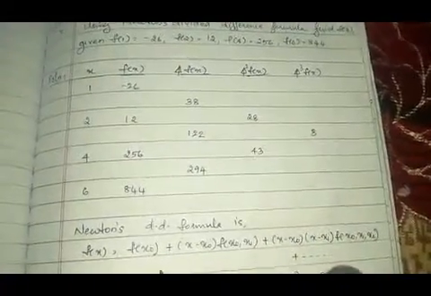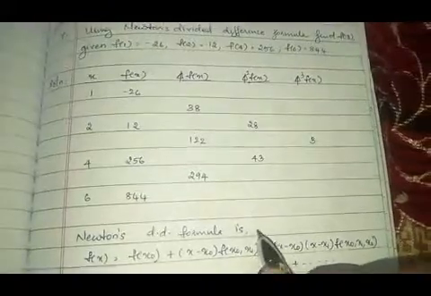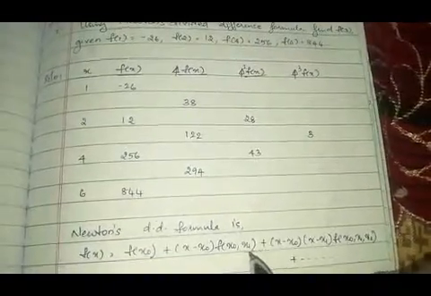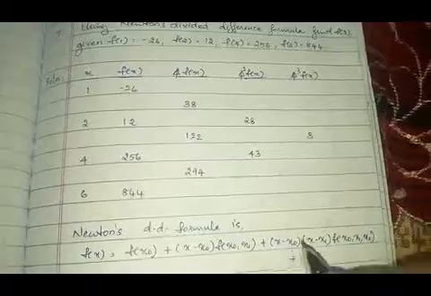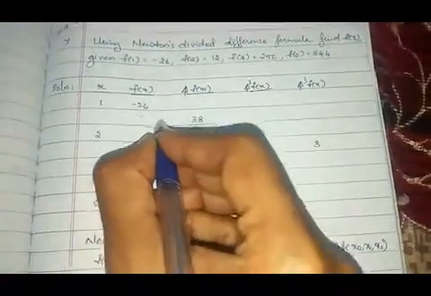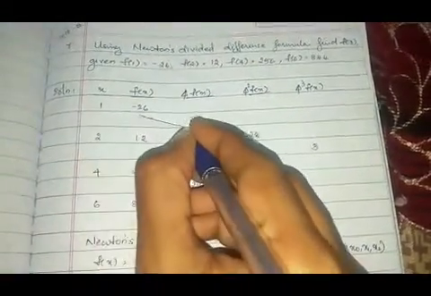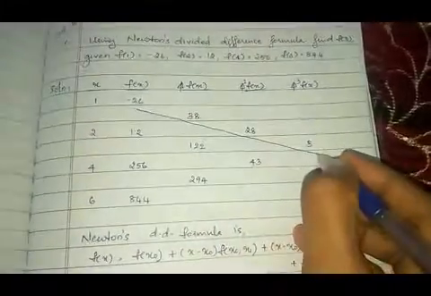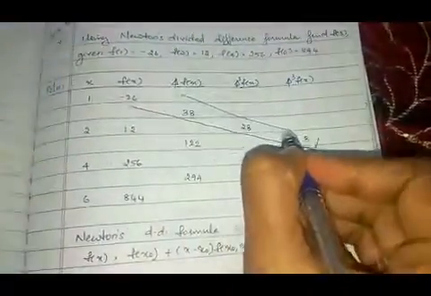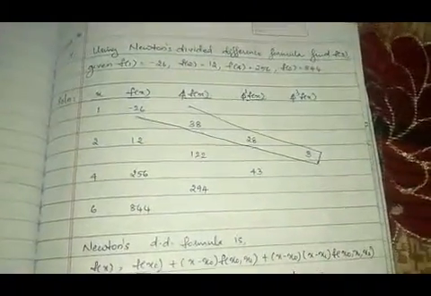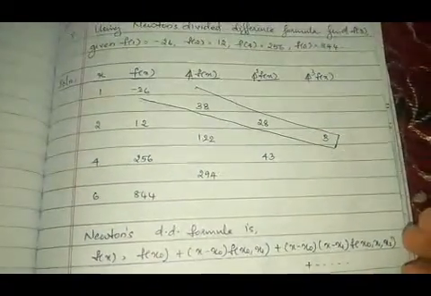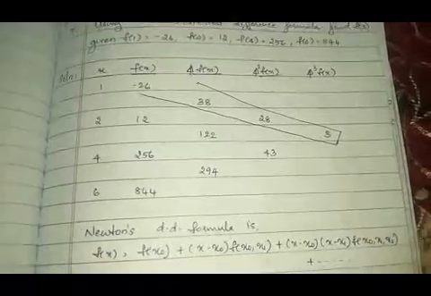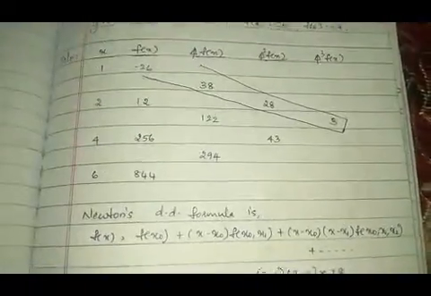Now it's better to mark the divided differences which we need in the formula. These are the leading differences which we are going to use in the Newton's divided difference formula. So it will be better to mark it in the table so that we will not make any mistake while substituting. Okay, now let's start substituting.